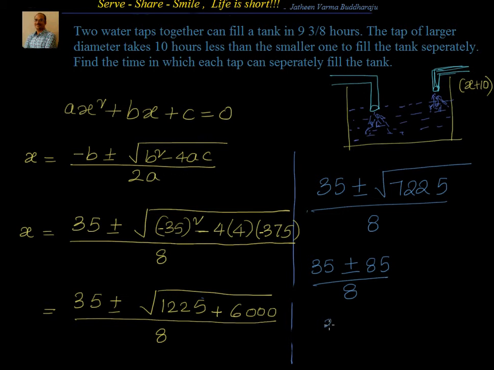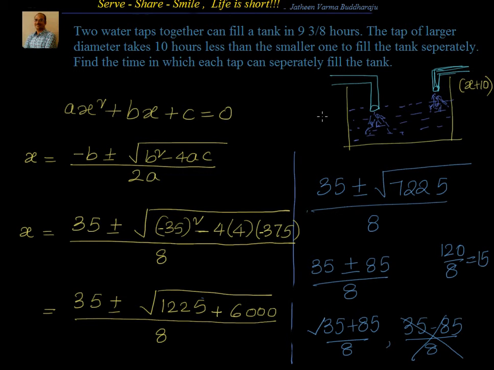So we have two values now. One is 35 plus 85 by 8. The other value is 35 minus 85 by 8. We don't consider the negative value, so we consider the positive value. 35 plus 85 is 120, and 120 by 8 is 15. So x is equal to 15. So the larger diameter tap takes 15 hours. Then the smaller diameter tap will take 15 plus 10, 25 hours.